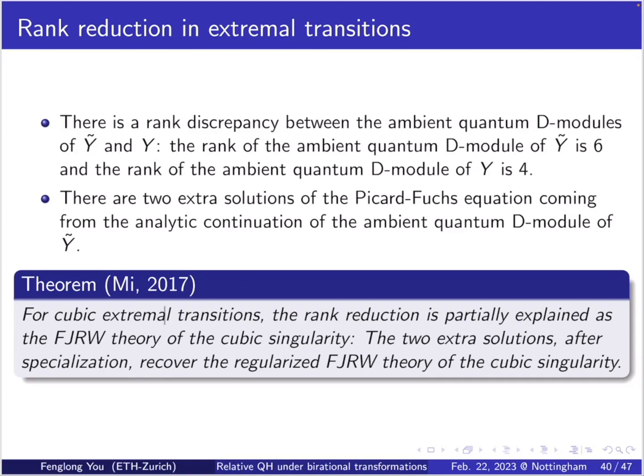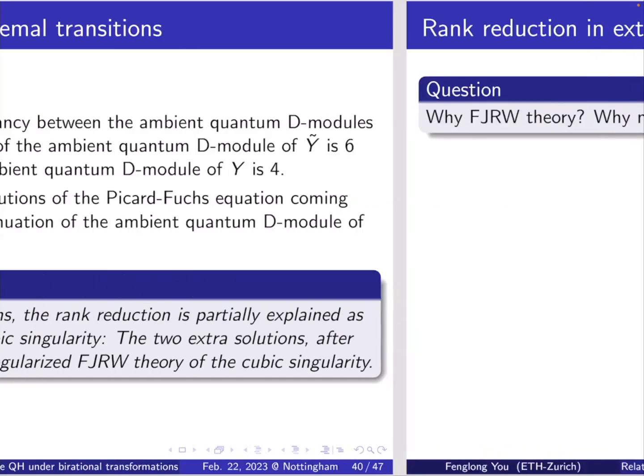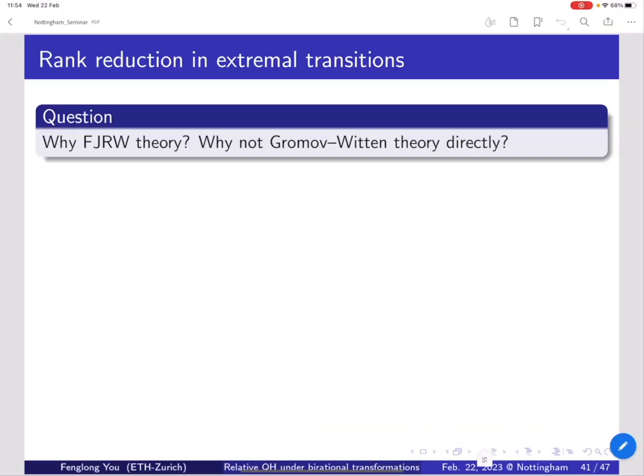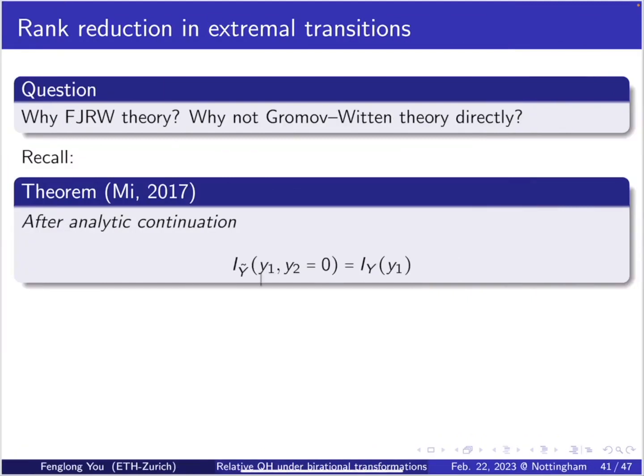in this process we have a cubic singularity, right? And this cubic singularity should be responsible for the rank reduction. But the question here is that we just talked about Gromov-Witten theory, right? So it should be possible to give an explanation of the rank reduction directly in terms of Gromov-Witten theory. That's what I want to say here.